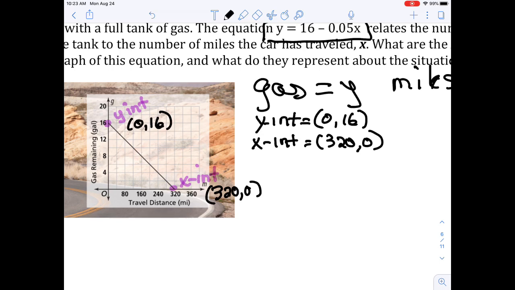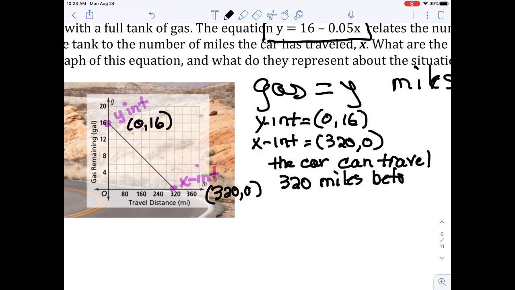Well, what it represents is, for the X-intercept, it means the car can travel 320 miles before it runs out of gas. Now, if you're driving, sometimes when you fill up your tank of gas, your car technology will tell you how many miles till empty. So that's what this means, 320 miles.